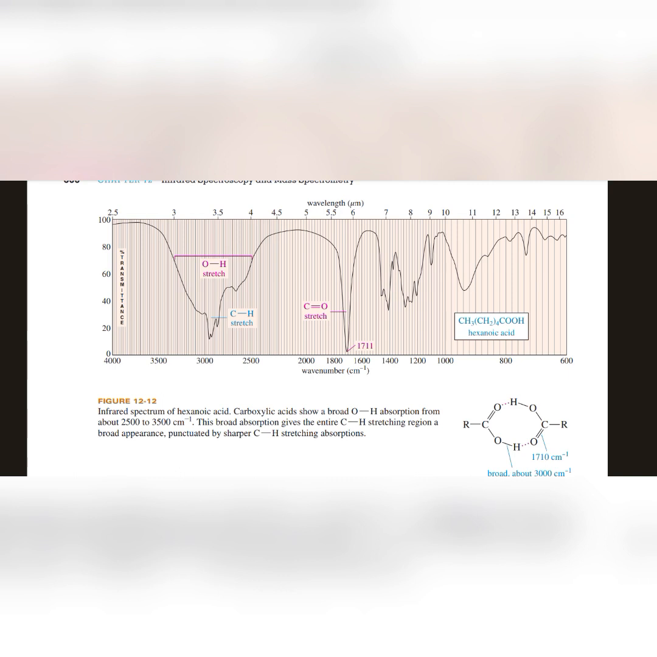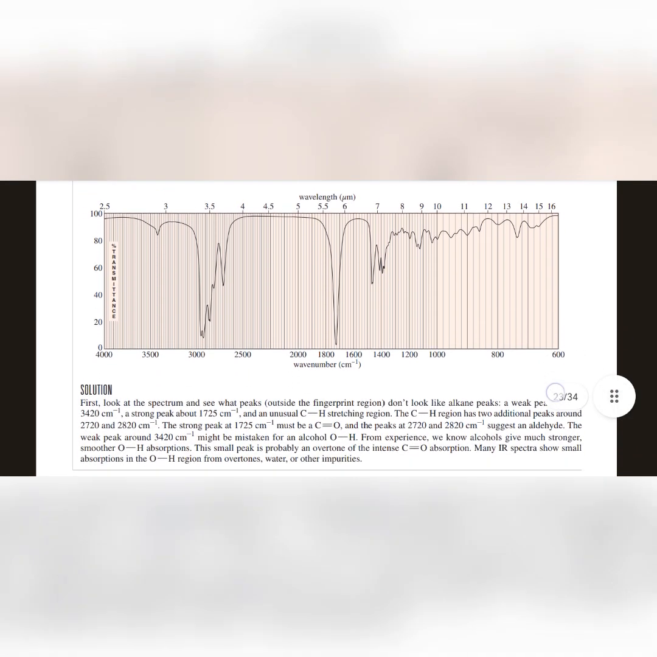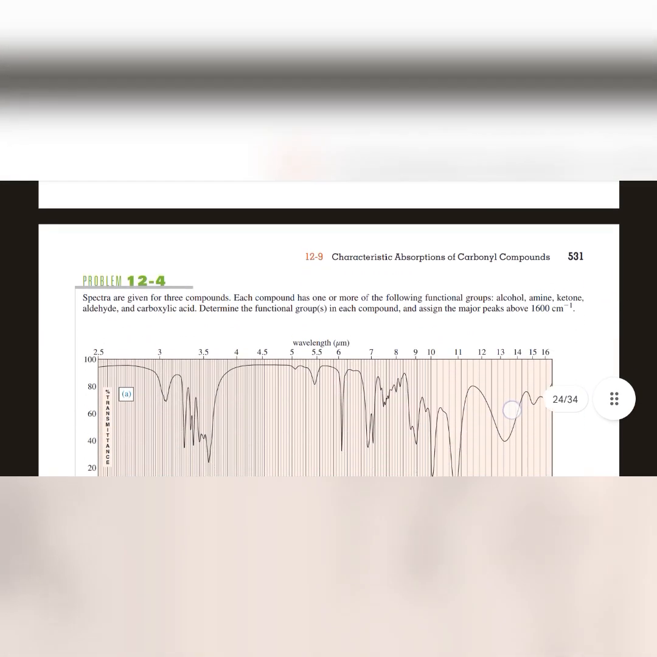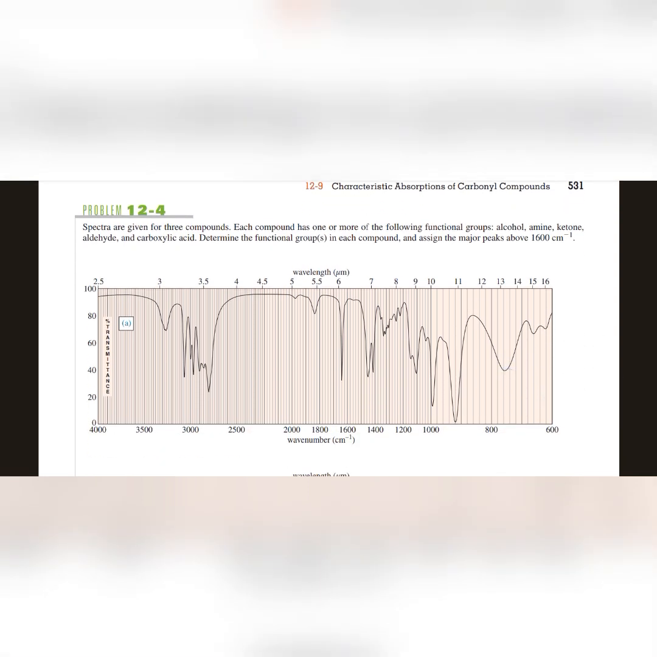Hexanoic acid. IR of hexanoic acid. Carboxylic acid shows a broad O–H absorption from 2500 to 3500. The broad absorption gives the entire carbon-hydrogen stretching region a broad appearance, punctuated by sharper carbon-hydrogen stretching absorptions. Functional groups in the common IR spectra each have a major peak above 1600 cm⁻¹.